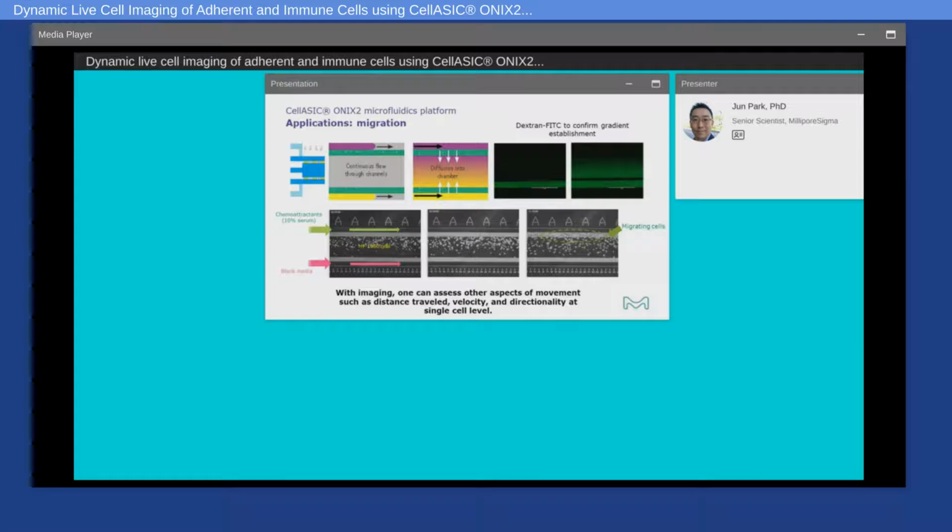While migration and invasion is widely performed on membrane platforms, they do not allow live cell imaging for obvious reasons. Here we now show how microfluidics can enable live cell imaging of cellular migration while maintaining a chemotactic gradient. We have a microfluidics culture chamber that is connected to two parallel flow channels. Cells are cultured in the middle chamber, and chemoattractant is perfused into an adjacent channel. As you can see in the images at the bottom, cells will migrate towards the presence of chemoattractant. Let's take a look.